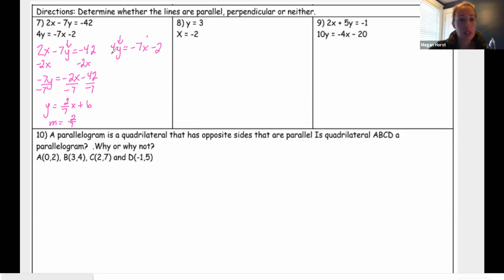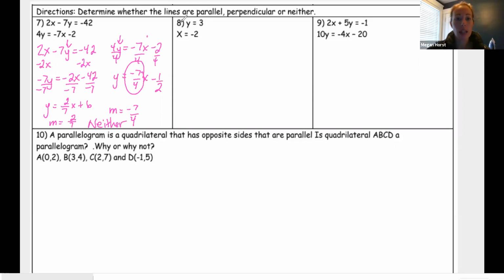Now over here, I'm going to do the same thing, except I just need to get y by itself. So I'm just going to divide everything by 4. That gives me y equal to a negative 7/4 x subtract 1/2. So notice my slope here is negative 7/4. So these two are neither opposite reciprocals, nor are they the same. So we write neither.